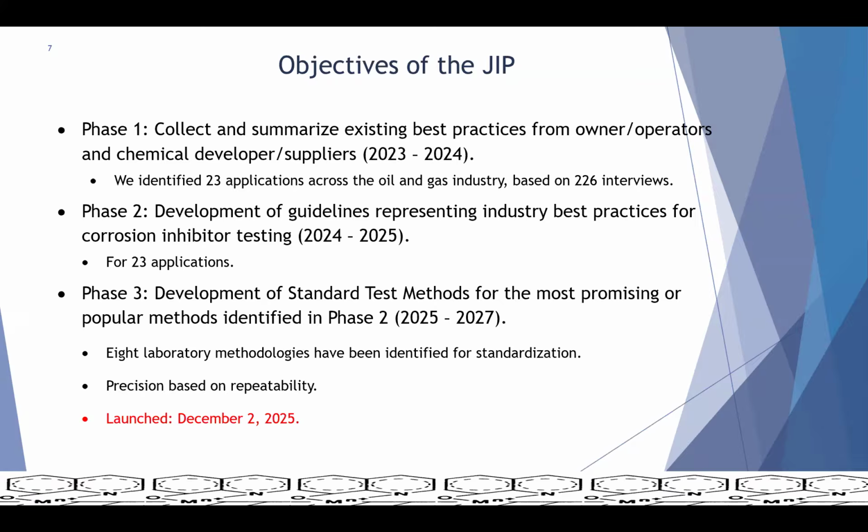Phase 2 objective was to develop guidelines representing the industry best practices for the corrosion inhibitor testing based on the information we have collected in phase 1. That was also completed in 2025, and we started phase 3, which is the core of the JAP, which is to develop standard test methods for the most promising and popular methods that were identified in phase 2.